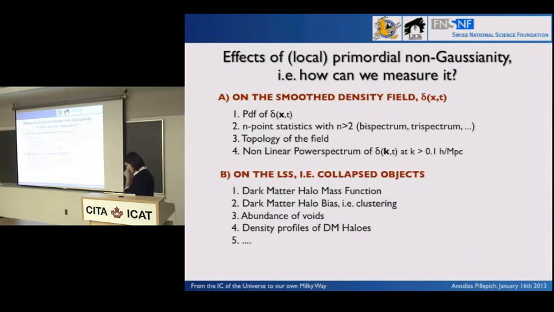All right. So I want to measure f_NL, and the idea is that one has to first figure out what the effects of primordial non-Gaussianity are on a series of tracers. You can look for non-Gaussianity in the smooth density field or any tracer of the smooth density field. At the one-point level you can look for the PDF, but that is very tricky. You can look for n-point statistics with n bigger than 2; remember, we have to go beyond the power spectrum to get something. You can study the topology of the field. You can also study the nonlinear evolution of the power spectrum, the multi-power spectrum.